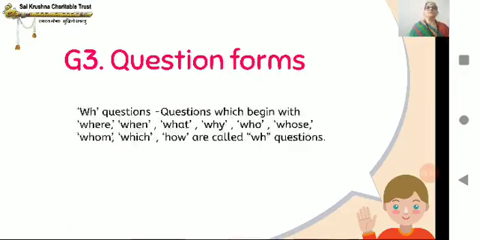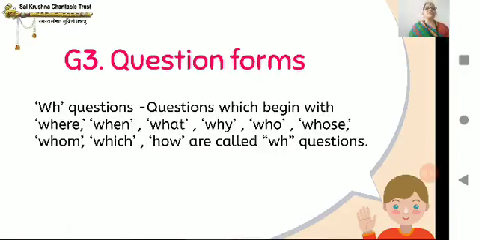Question forms. WH questions are questions which begin with where, when, what, why, who, whose, whom, which and how. There are 9 of them. How is the only one which differs from the others because it starts with H. But you'll see it has got all the WHO. How is a part of these WH questions.